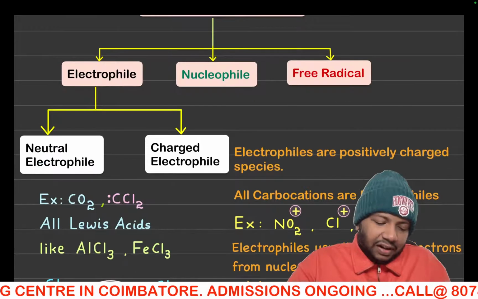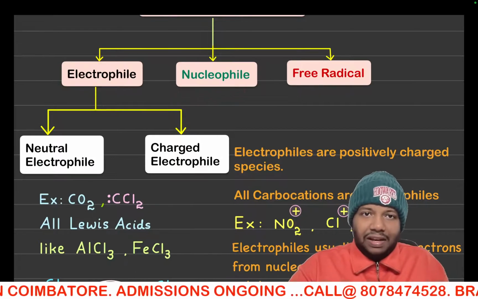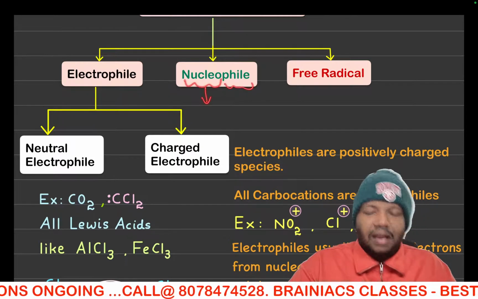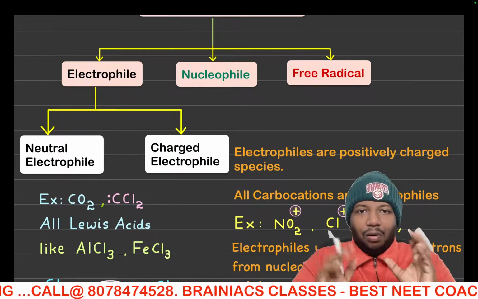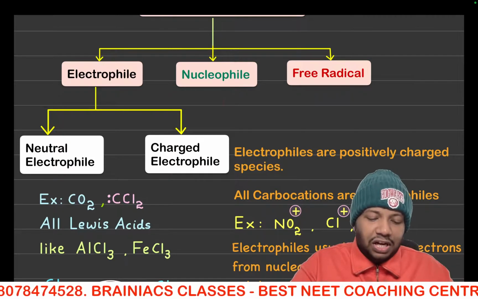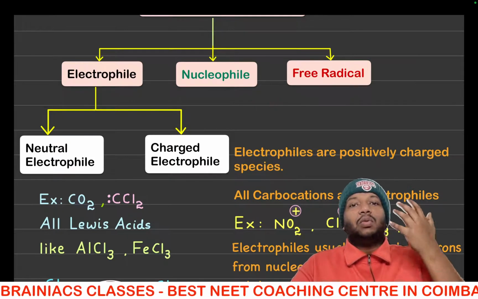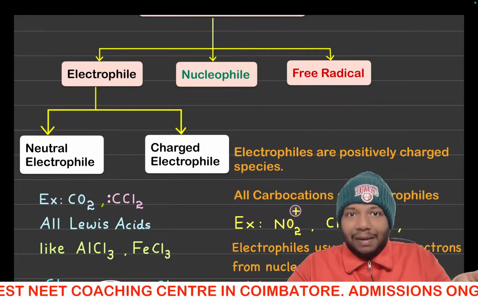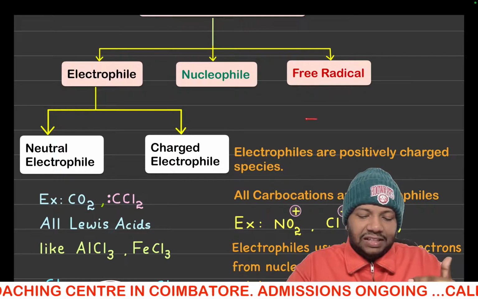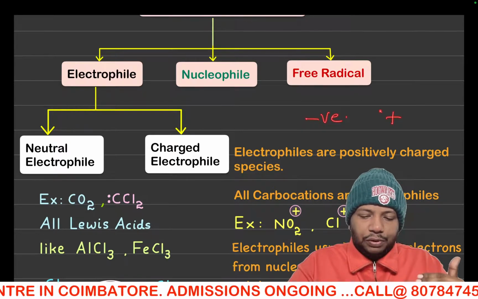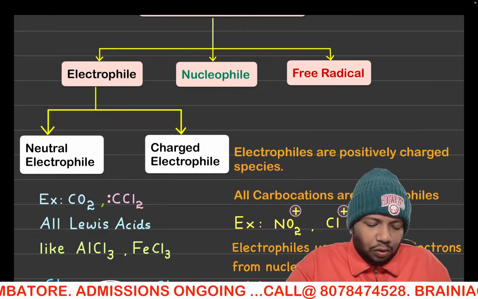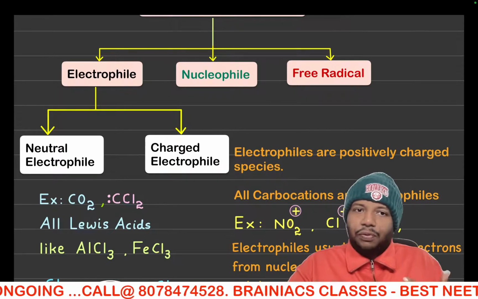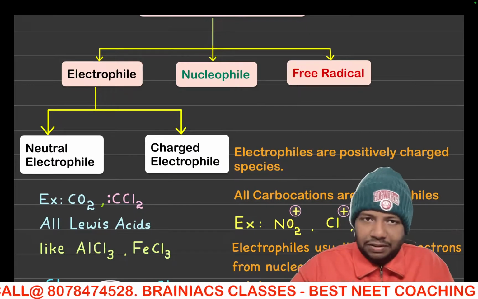The other class of attacking reagent, the nucleophile, is just opposite to it. Nucleo means nucleus, phile means loving, so they love the nucleus. The nucleus has a positive charge. So a nucleophile is a species which loves positive charge. That means the nucleophile itself has a negative charge, and that's why it loves positive charge. Nucleophiles are also similarly classified into two: neutral nucleophiles and charged nucleophiles, which we will see in some other session.